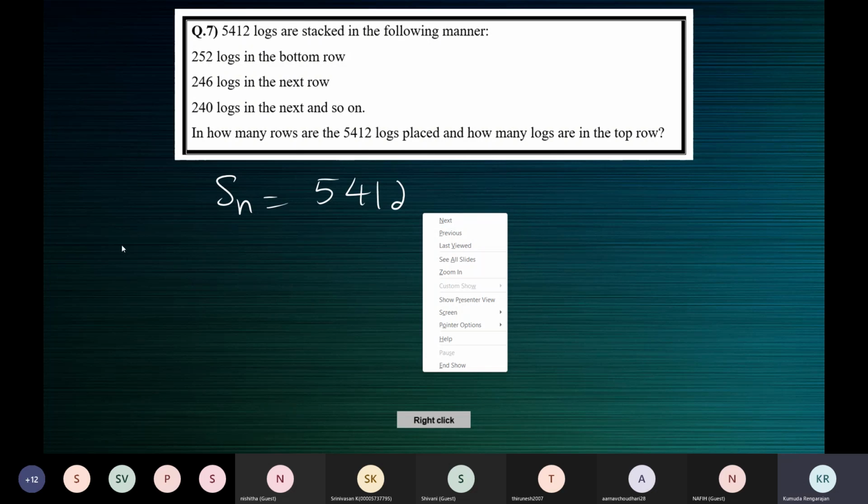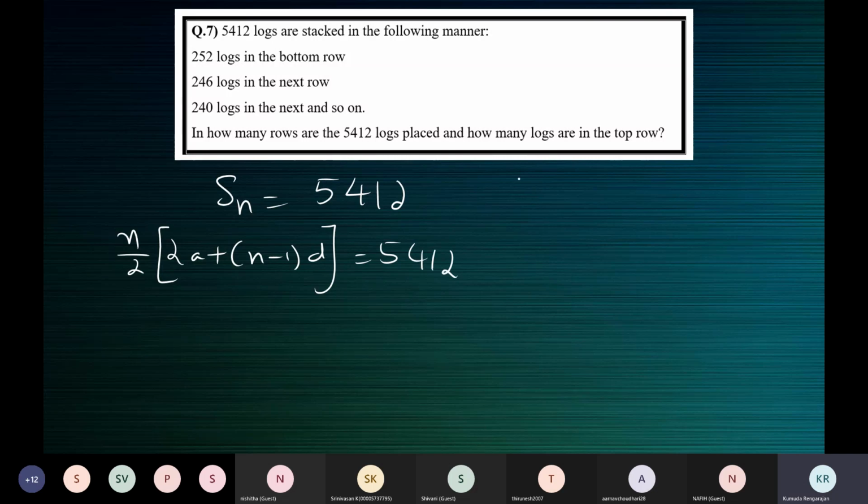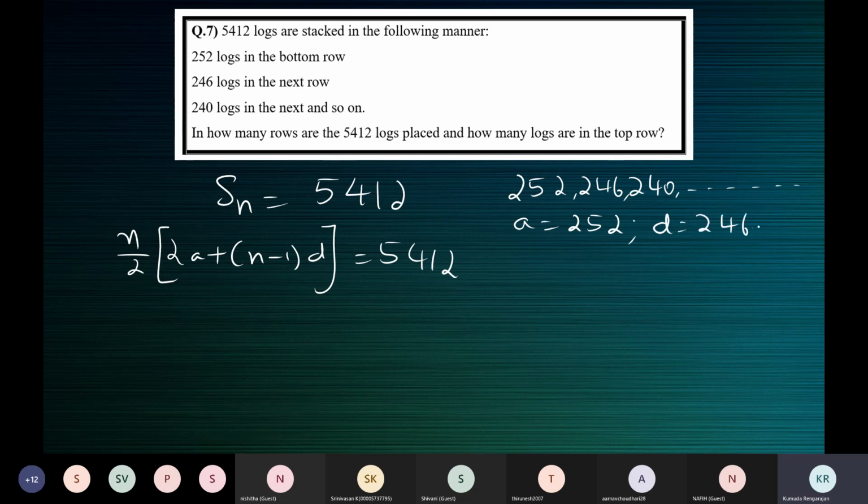Now what is SN? N by 2 of 2A plus... But before that, we'll have to write the AP. The AP is this one, where the first term is 252 and the common difference is 246 minus 252, which is minus 6.